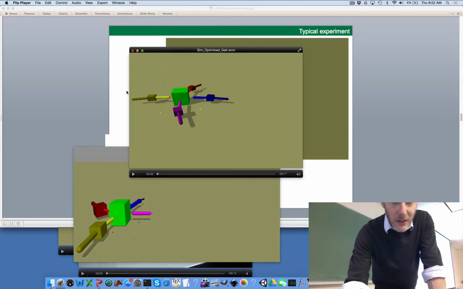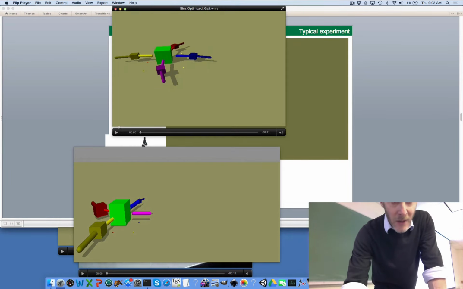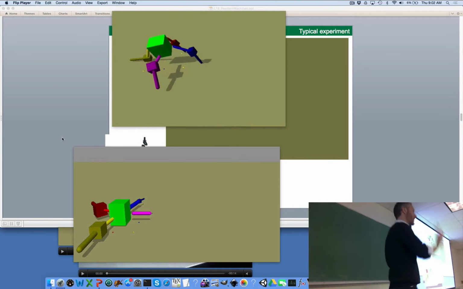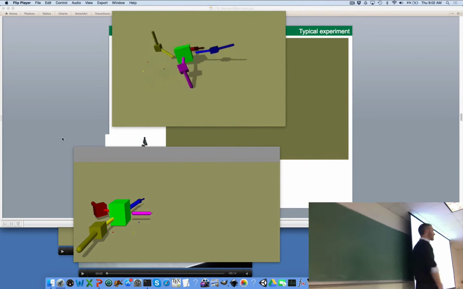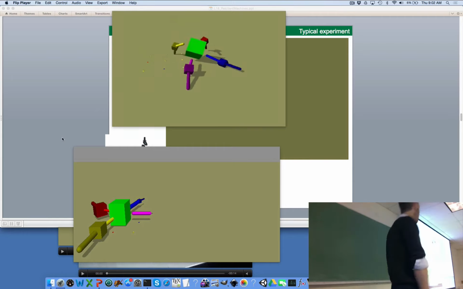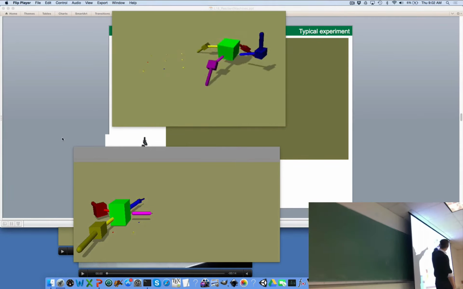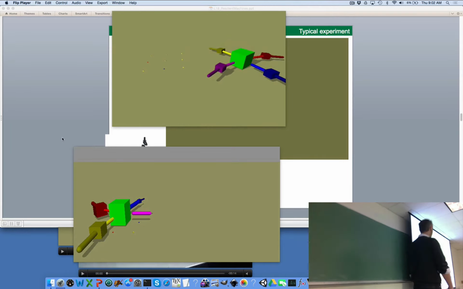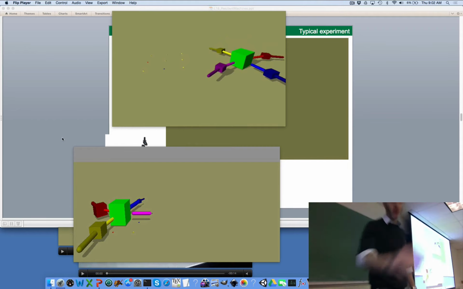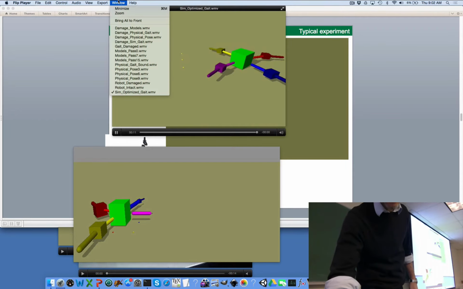Sim optimize gait, okay. And I'm not going to show you much of the details of this second evolutionary algorithm because you've seen this many times before. Evolve a gait for this robot that gets it from the left to the right, and it came up with this particular gait. We now take that evolved controller and run it on the physical machine.